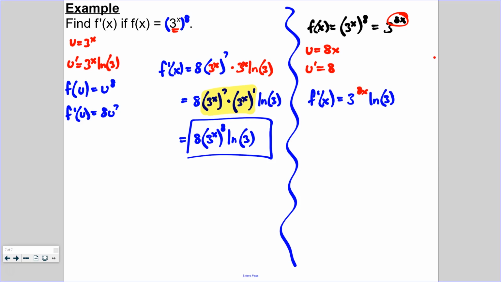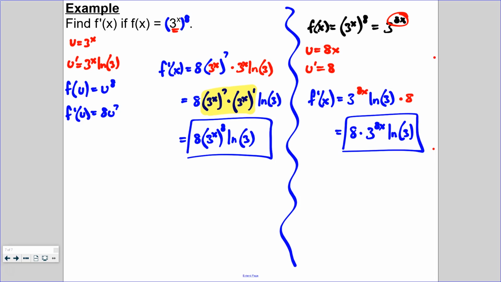And that step right there was just taking the derivative of the outside function. So now we have to multiply it by the derivative of the inside function, which is 8. And then we can continue simplifying this to get 8 times 3 to the 8x power times the natural log of 3, which is our solution.